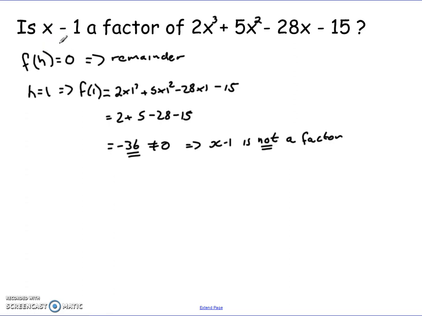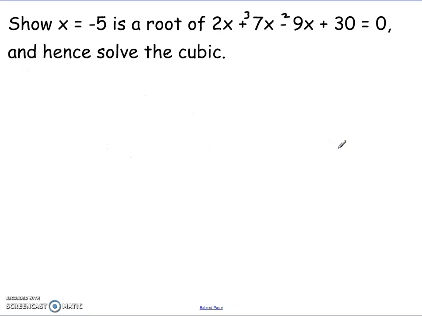However, if we found it as a factor, we're then able to use synthetic division, divide the polynomial up, get it into a factorized format, and then use this to get our solutions for the equation. So let's look at what happens when we do that. Imagine the question states, show x equals negative 5 is a root of the polynomial 2x cubed plus 7x squared minus 9x plus 30 equals 0, and hence solve the cubic.